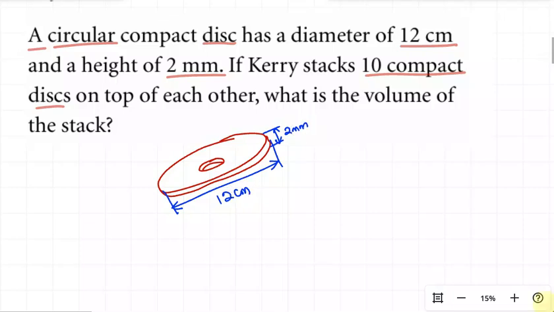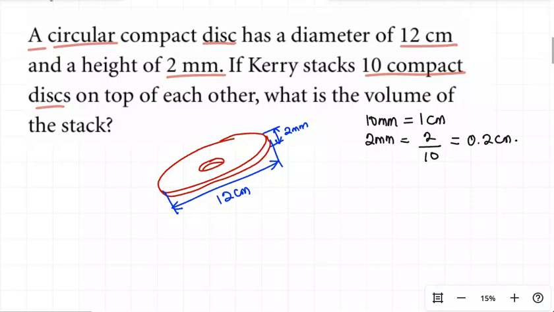All right, so let us convert this to centimeter, and we know that 10 millimeter equals 1 centimeter. Now, if 10 millimeter equals 1 centimeter, then 2 millimeter will definitely be 2 over 10, giving us 0.2 centimeter. Okay, so here is our height.